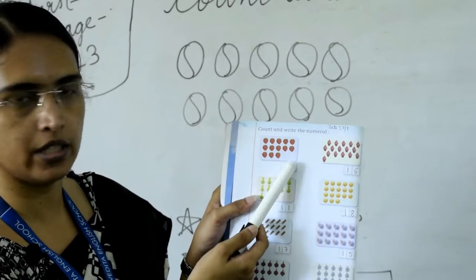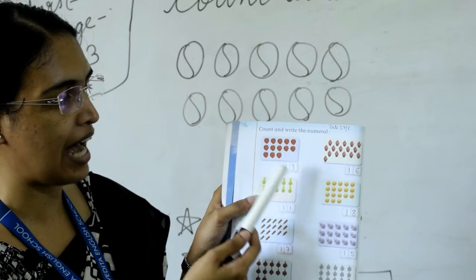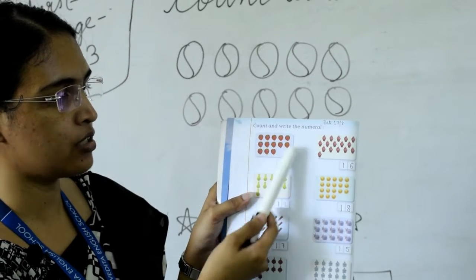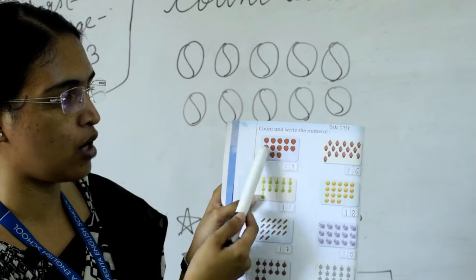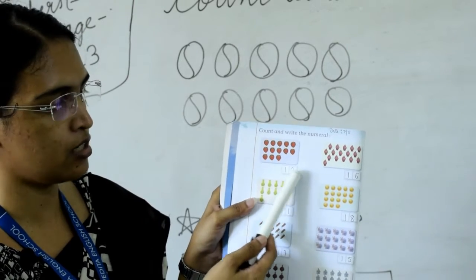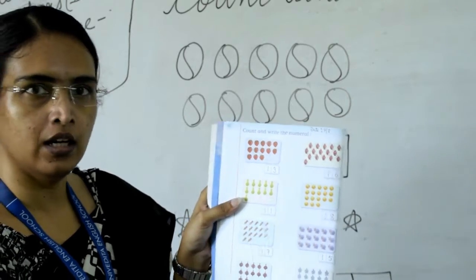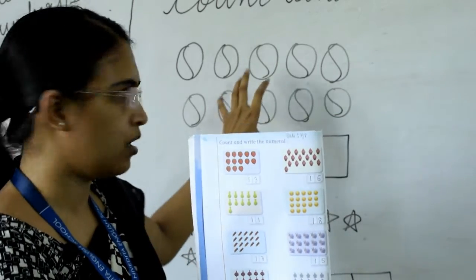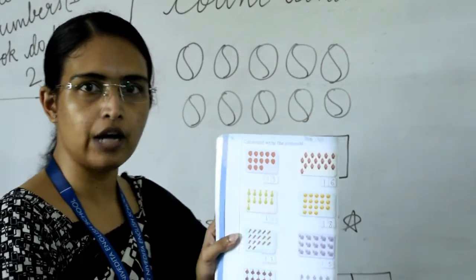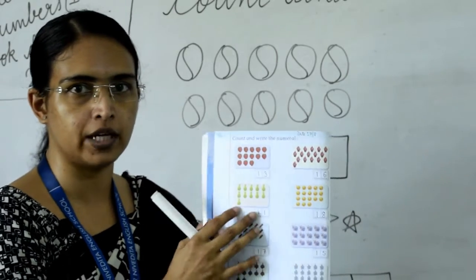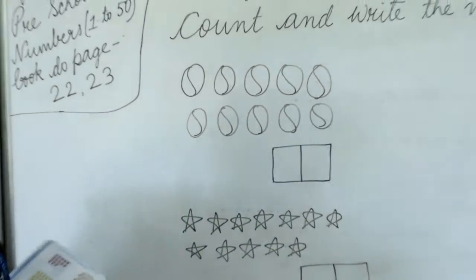First one is strawberries. We have to count the strawberries, and we have to write how many strawberries there are in this box. We have to write the number in this box. Okay, so for example, I have made some pictures on the board, and now I will show you how you have to do this part. Now look at the board.